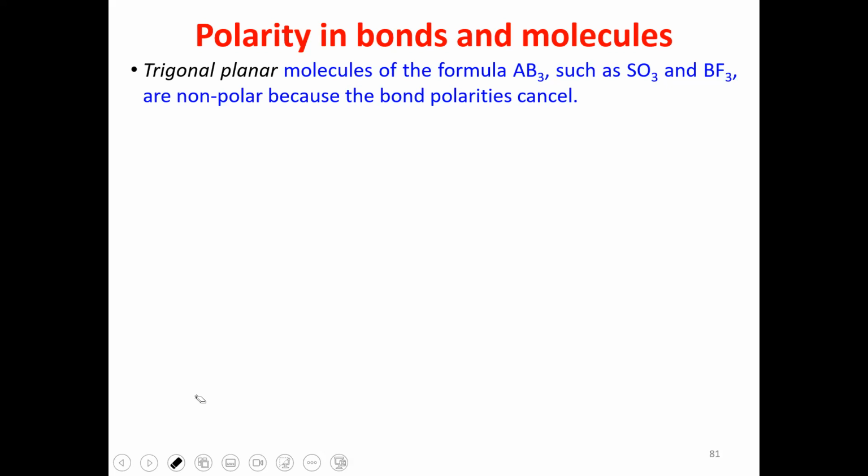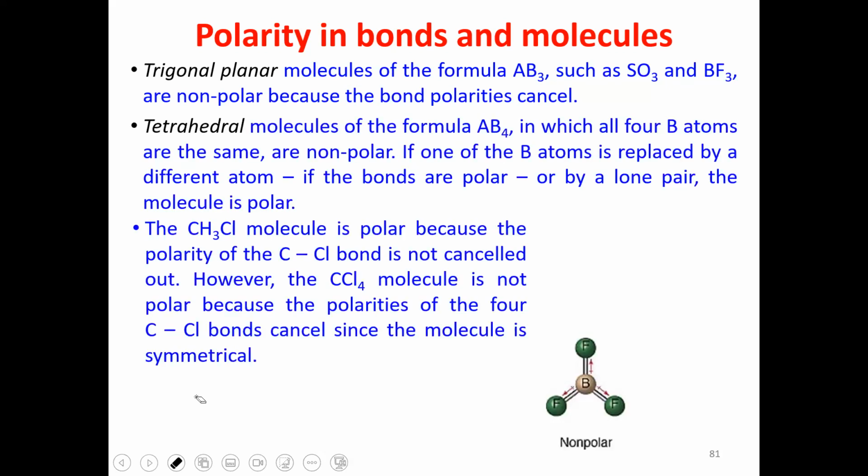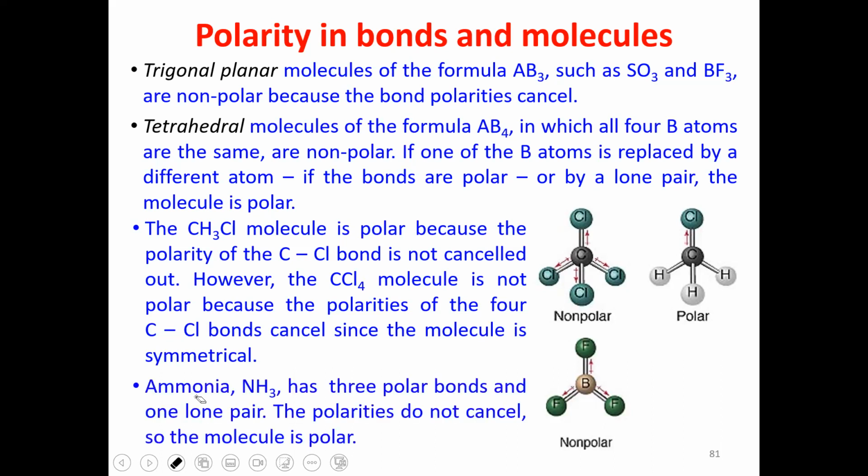Trigonal planar. Different atoms depending upon the molecular structure. Some molecular structures have the capacity to cancel out the polarity. Look at this non-polar, look at the polar, and look at the non-polar. The game is simple in physics: if the polarities mutually cancel out, the molecule will be non-polar. If the polarities do not cancel out each other, it is a polar molecule.